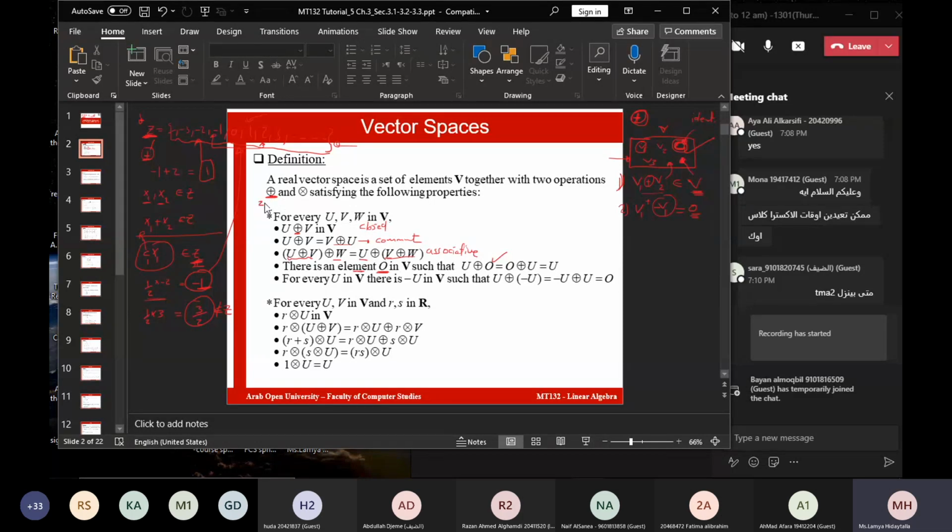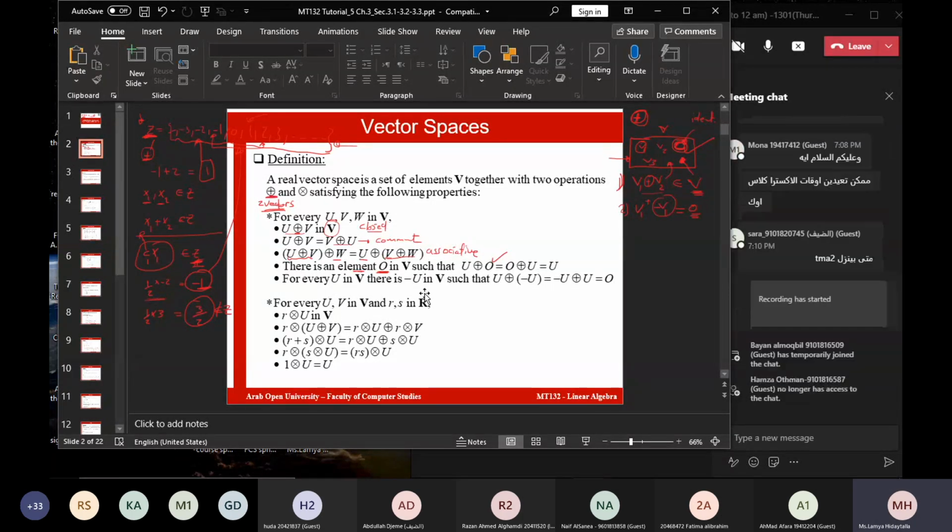And this is for any two arbitrary vectors. You took them, and when you add them, you should find the result inside V. U plus V should equal V plus U. It is associative like this. And now the zero vector, an identity element for this addition, should be an element in this space, and the inverse should be an element too. Inverse as per which operation? Per this operation, it should be an element in this set. Okay.